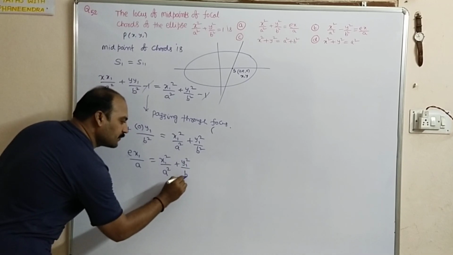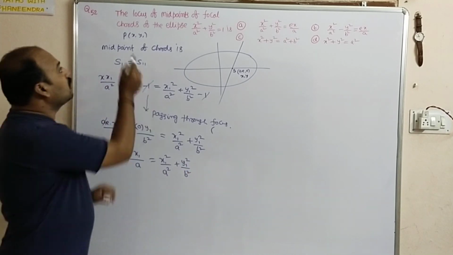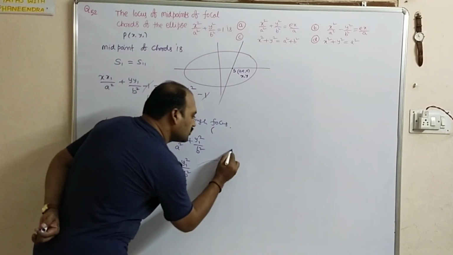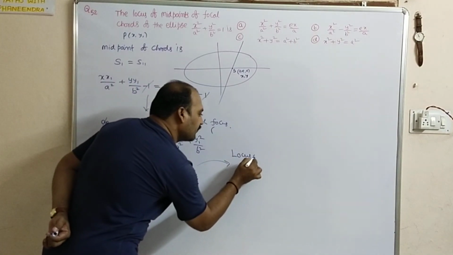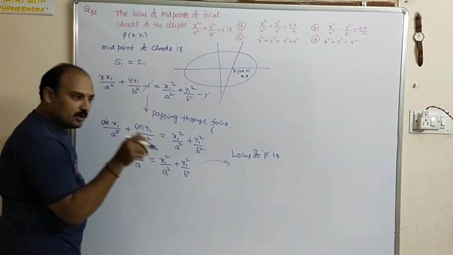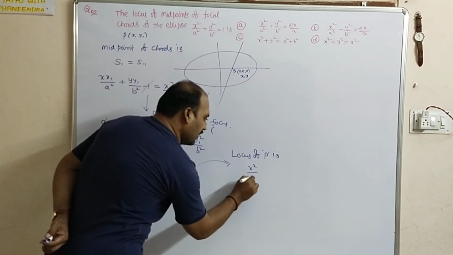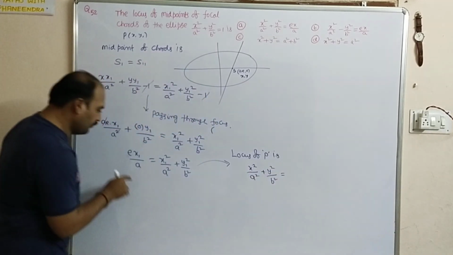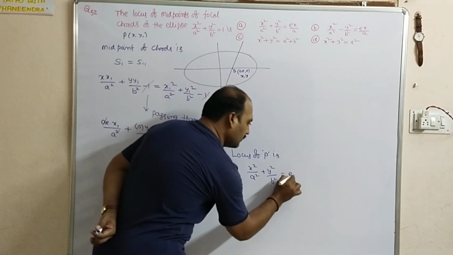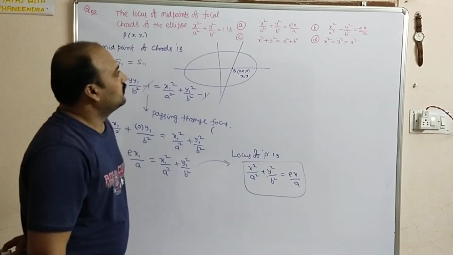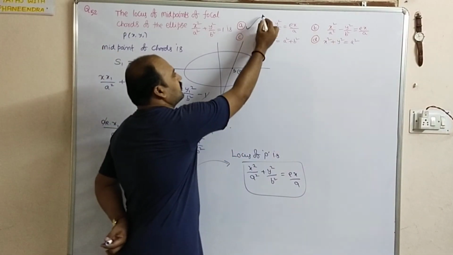So they're asking for the locus, no? Wherever x1, y1 is there, you are replacing with x comma y. So the locus of P is x square by a square plus y square by b square equal to ex by a. Which is there in the first option.